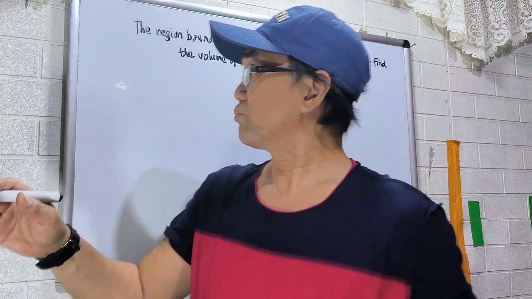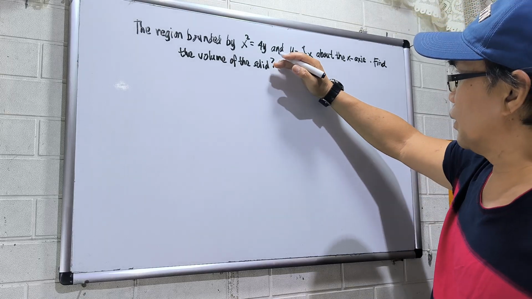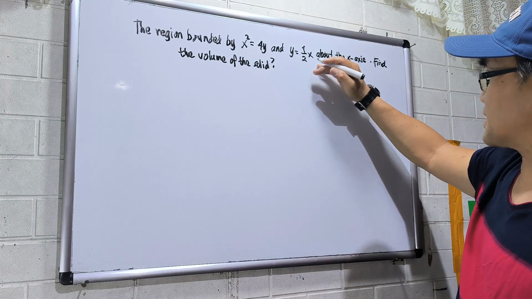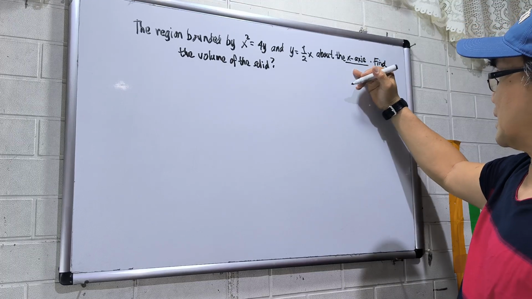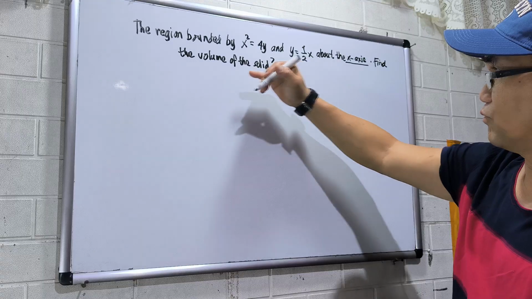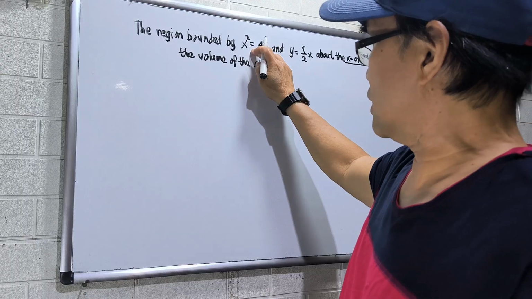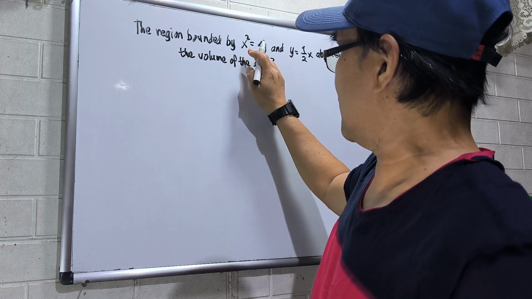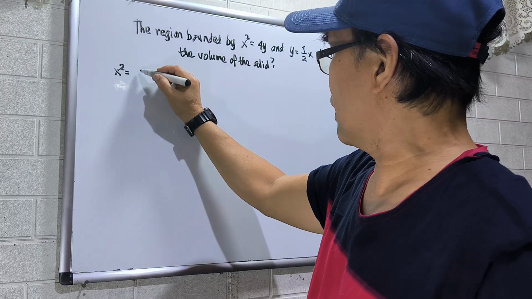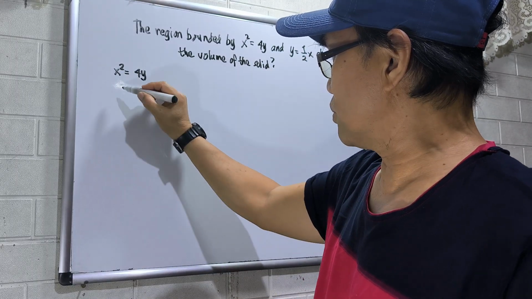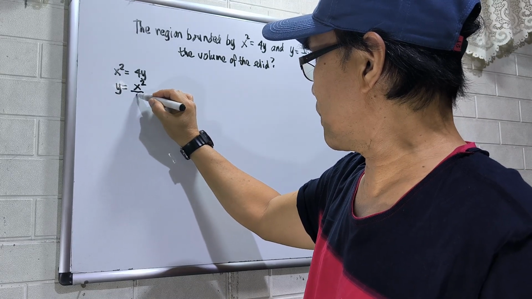So I have here the region bounded by x squared equals 4y and y equals 1 half x about the x-axis. Meaning this will be revolved at the x-axis. Find the volume of the solid. First thing to do is I need to plot the equation, x squared is equal to 4y, so solving for y, y equals x squared over 4.